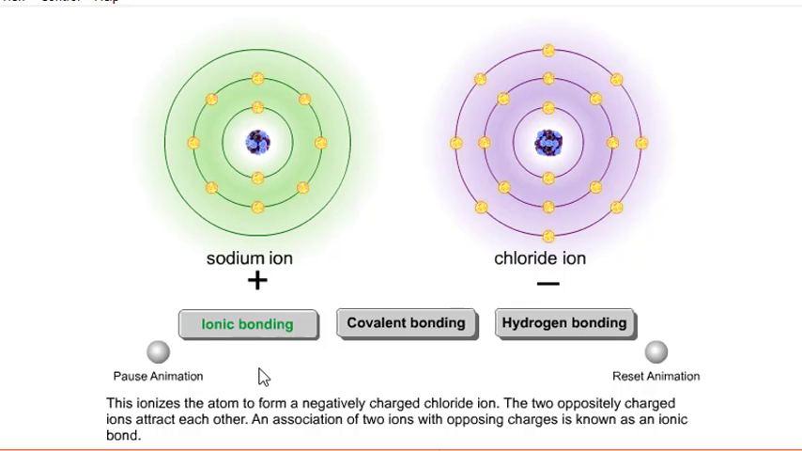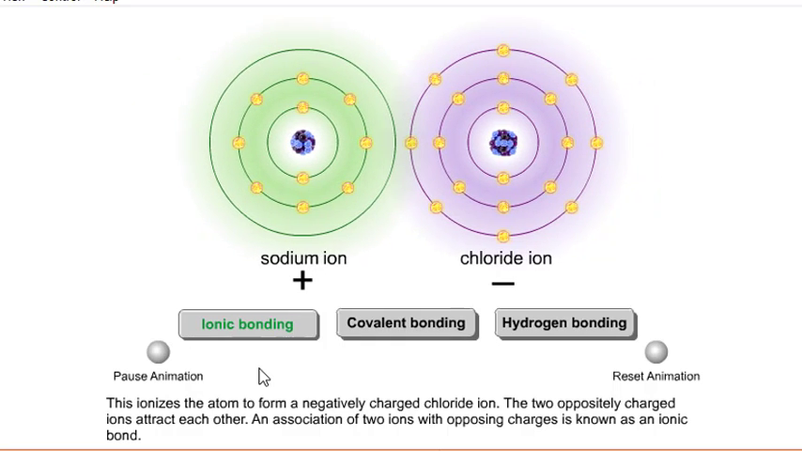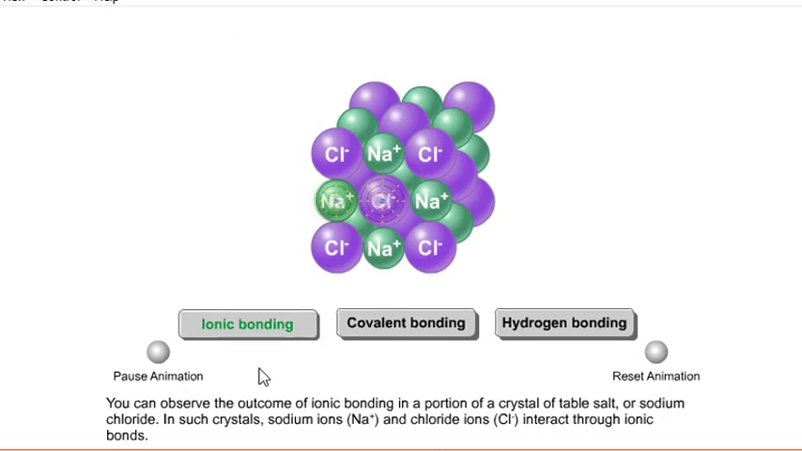The two oppositely charged ions attract each other. An association of two ions with opposing charges is known as an ionic bond. You can observe the outcome of ionic bonding in a portion of a crystal of table salt, or sodium chloride. In such crystals, sodium ions and chloride ions interact through ionic bonds.